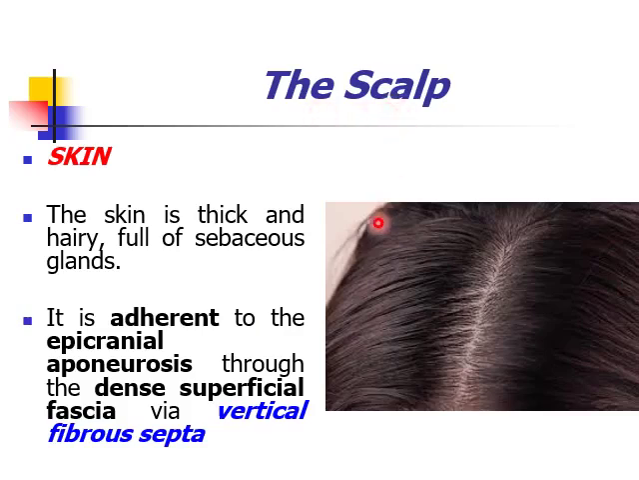Why is that? Because the first layer, the skin layer, is attached to the 3rd layer, the aponeurotic layer, via the 2nd layer. The 2nd layer, when we described it, is the connective tissue layer formed of dense connective tissue. And this dense connective tissue contains vertical fibrous septa. These vertical fibrous septa join the 1st to the 3rd layer.